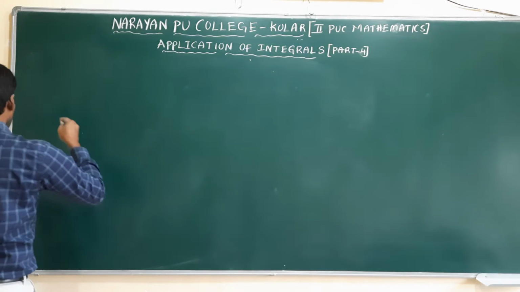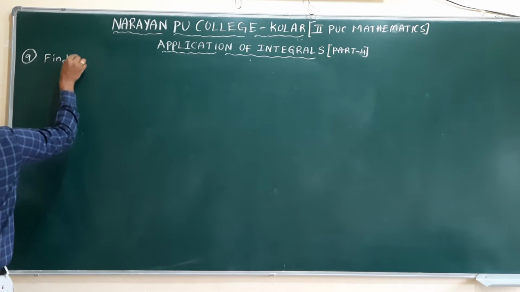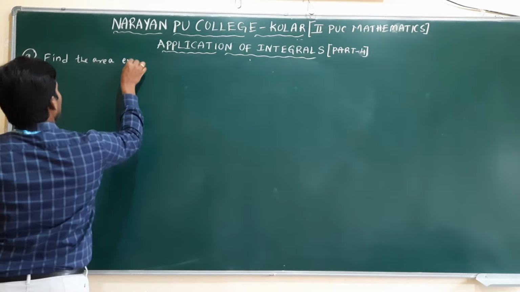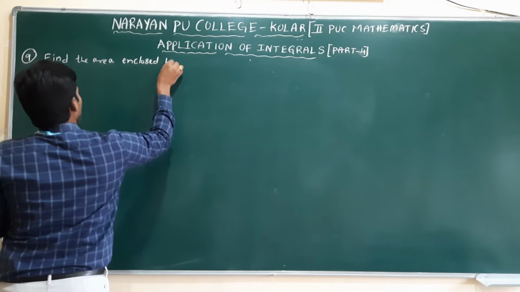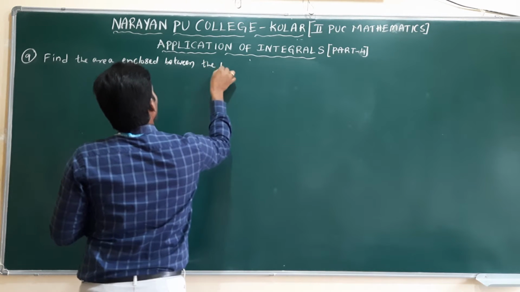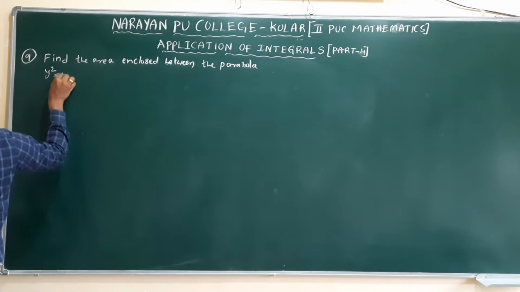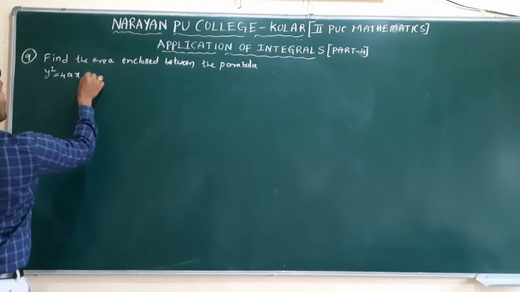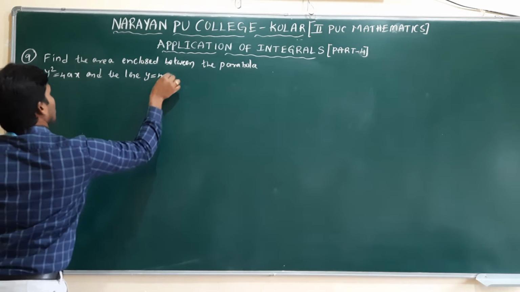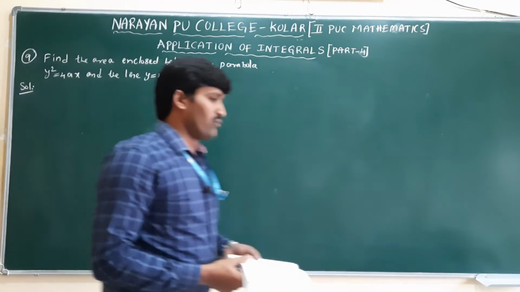So next question, 9th one. Find the area enclosed between the parabola y square equal to 4ax and the line y is equal to mx. Y square equal to 4ax and y is equal to mx.